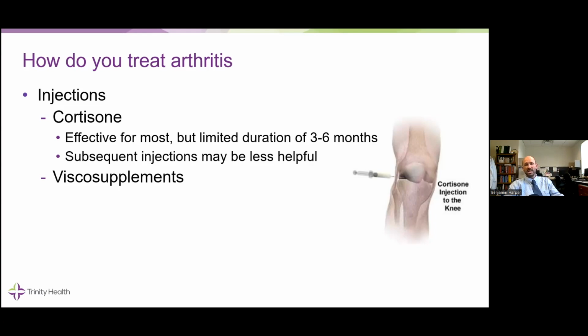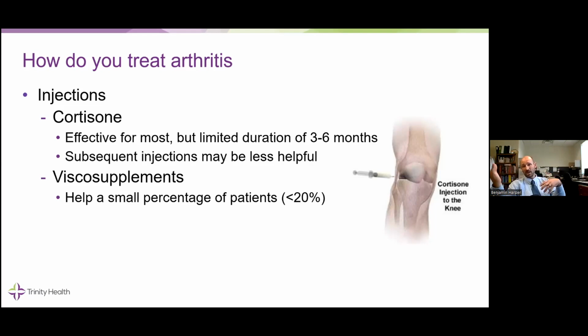Visco supplements. So these have a lot of different names they go by, which makes it a little bit confusing. I think the most commonly I hear is gel shots. They're also called chicken shots, turkey shots, protein shots. The real name is hyaluronic acid, which explains why they get so many nicknames. They help a small percentage of patients, probably around 20% or a little less if you combine all the studies.